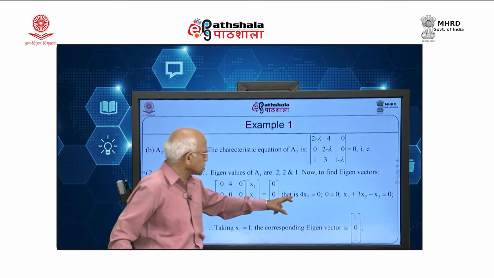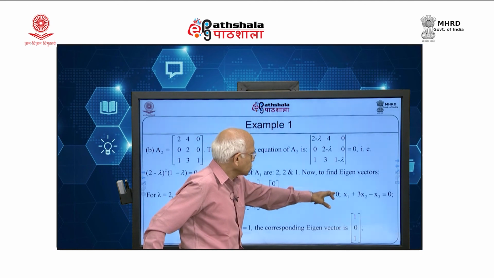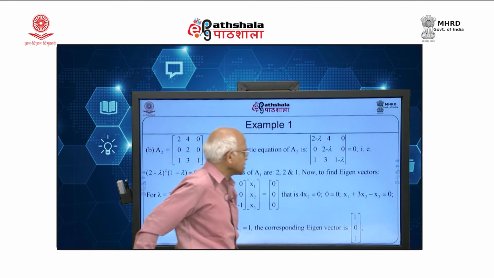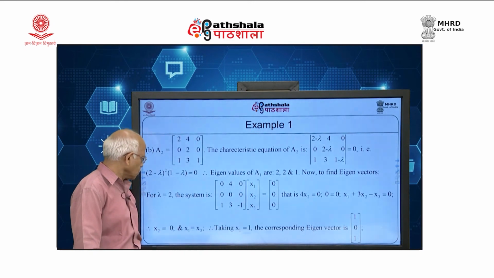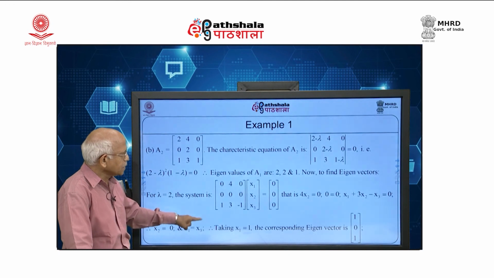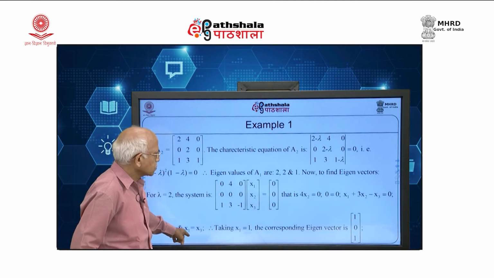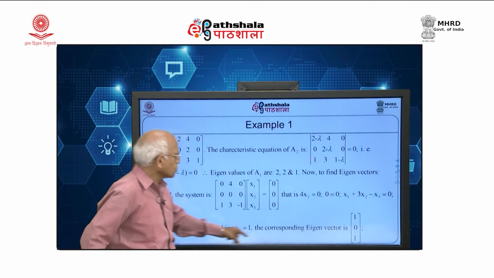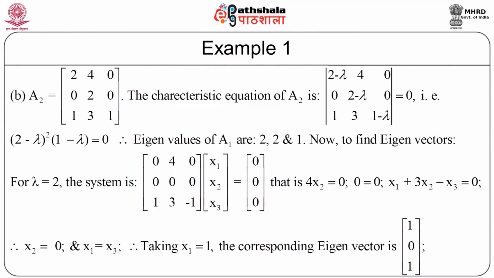If I solve this system for lambda equal to 2, I will get 4 x 2 equal to 0, 0 equal to 0, and x 1 plus 3 x 2 minus x 3 equal to 0. So, x 2 equal to 0 and x 1 will be equal to x 3, that will be my contention here, because x 2 equal to 0 will give me x 1 equal to x 3, and taking x 1 equal to 1, I will be getting the vector as 1 0 1.